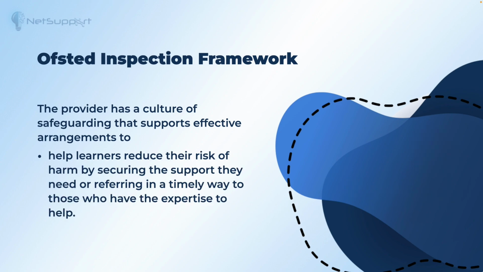It also asks that we help learners reduce their risk of harm by securing support they need or referring in a timely way to those who have the expertise for help. And so students can reach out directly through NetSupport DNA's Report a Concern tool, which appears either in the Windows system tray or via their toolbar, to let them know if they're being bullied or are concerned for a friend or have any other safeguarding issue. And to help students who prefer to secure independent help, an up-to-date built-in self-service list of external helplines and organisations is also provided inside NetSupport DNA.